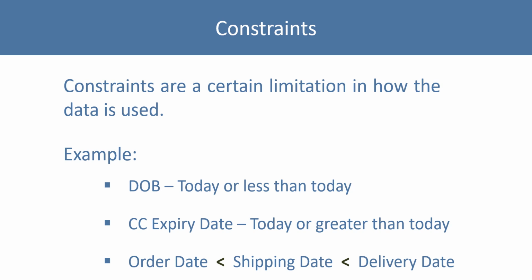The limitation is order date has to be less than the shipping date, and shipping date should be less than the delivery date. Even if the product gets delivered on the same day or within a few hours, this rule still applies to all these dates. Whenever there is a date, that date has certain constraints or certain rules around it.